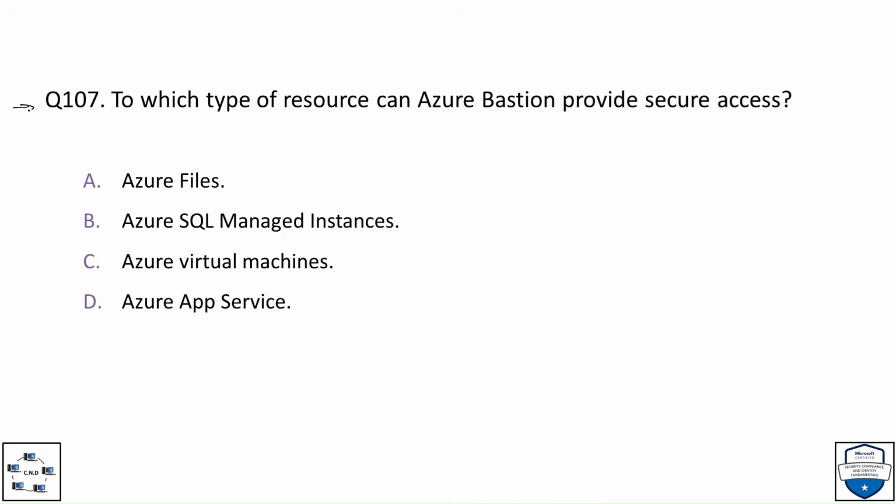Question number 107, to which type of resource can Azure Bastion provide secure access? Option A, Azure Files. Option B, Azure SQL or SQL managed instances. Option C, Azure Virtual Machines. And option D, Azure App Service. And the correct option is option C, Azure Virtual Machines.